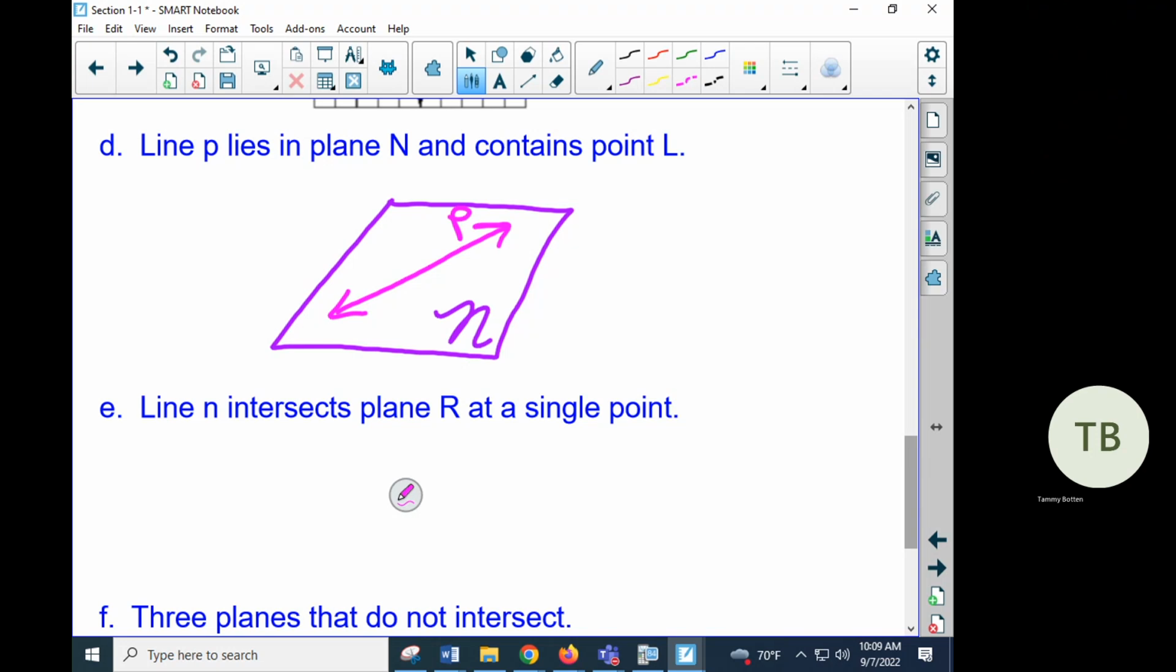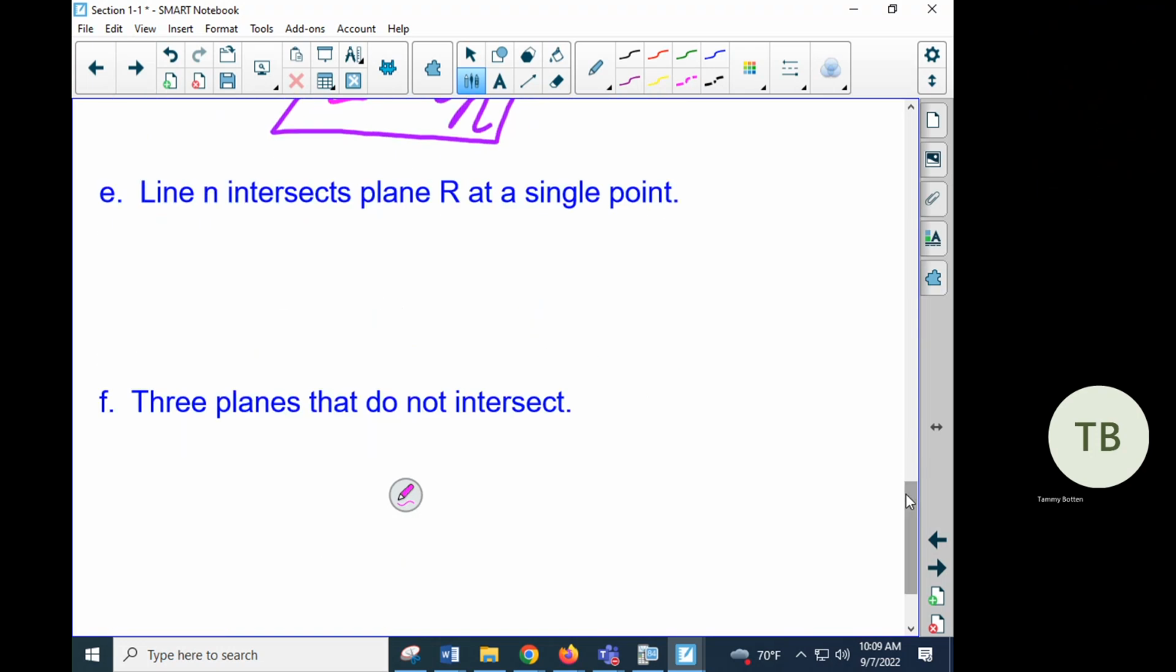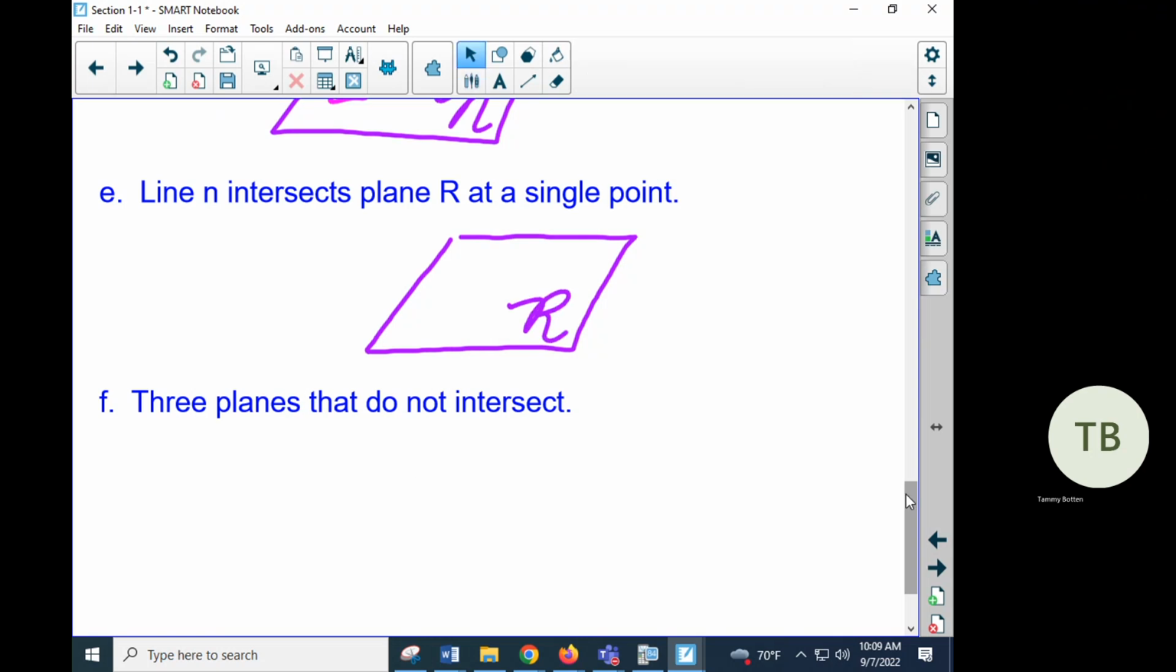Somewhere on this line, I'm going to put a point L. So line P lies in the plane and it contains point L. Here it says line N intersects plane R at a single point. So I'm going to draw my crooked plane, and it's plane R. And it says line N intersects the plane at a single point.